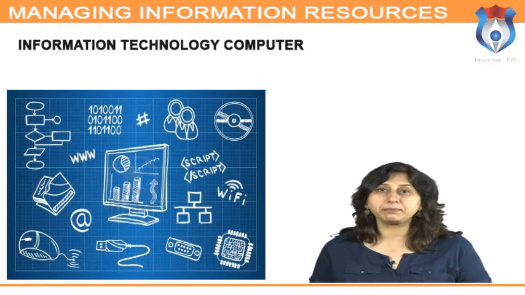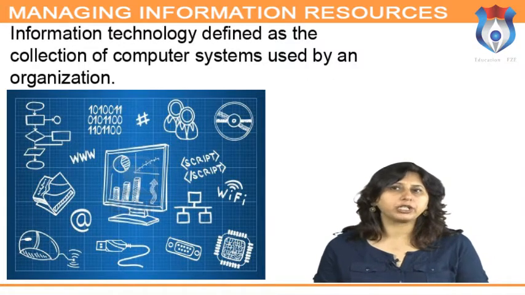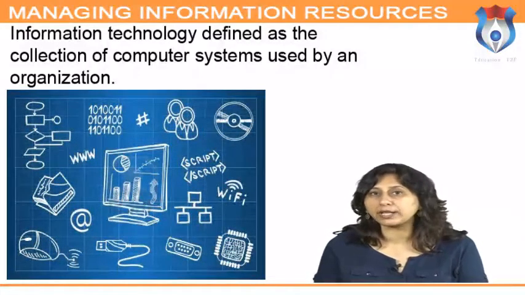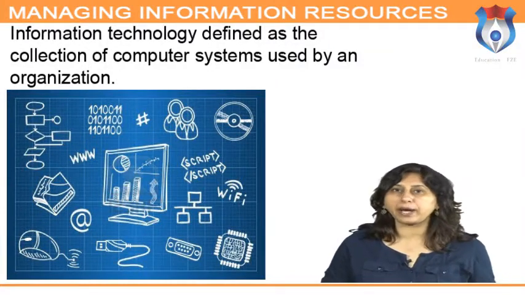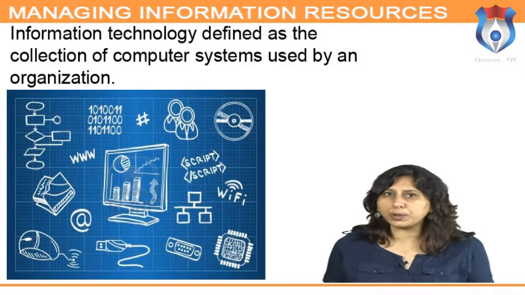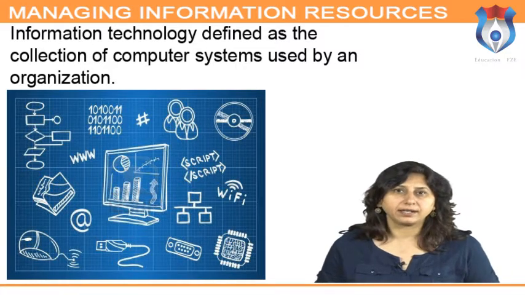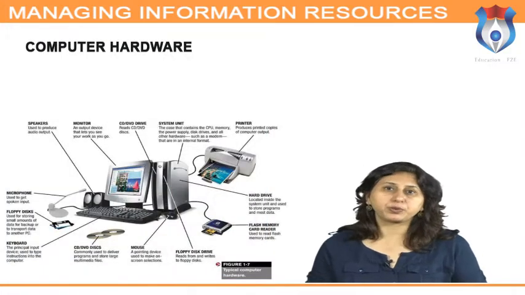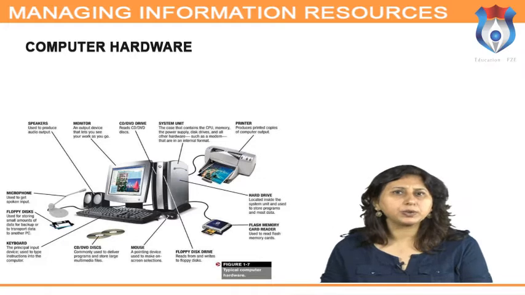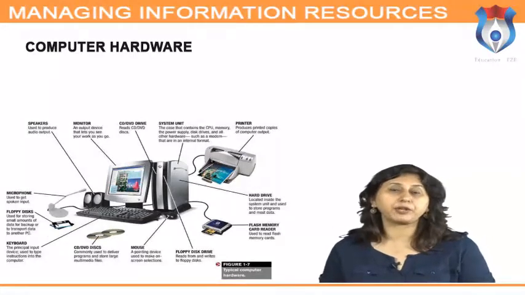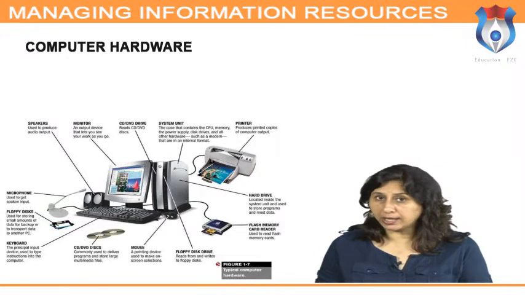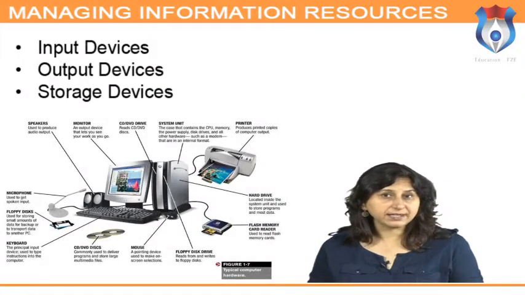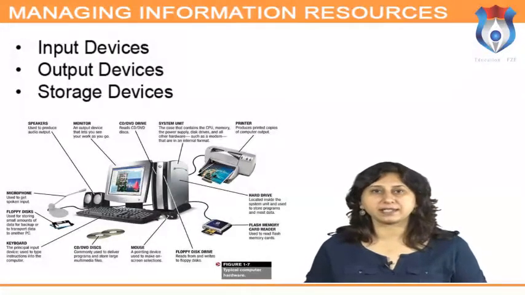Information technology, computer. Information technology, broadly defined as the collection of computer systems used by an organization. It includes the hardware, software, databases, networks, and other electronic devices. It can be viewed as a subsystem of an information system. Computer hardware. Hardware is the actual components that a computer is made of, such as the monitor, keyboard, CPU, etc. Important hardware components: input devices, output devices, storage devices.